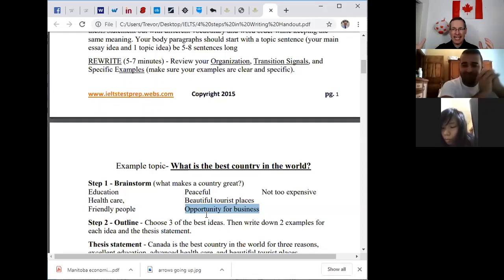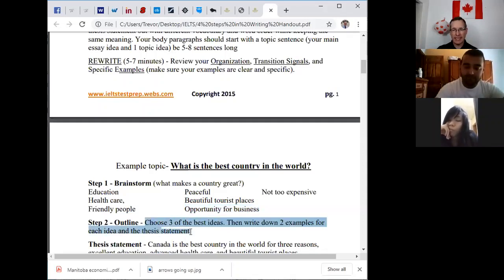So, I mean, it's a great idea, but you need to choose 3 ideas that are best for great information, but also how can I think of 2 examples for each idea? And if you're not coming up with specific details, put it to the side and have a different idea that you can defend and argue about more easily. Okay, so choose the best 3 ideas, then write down some examples, and then your thesis statement.